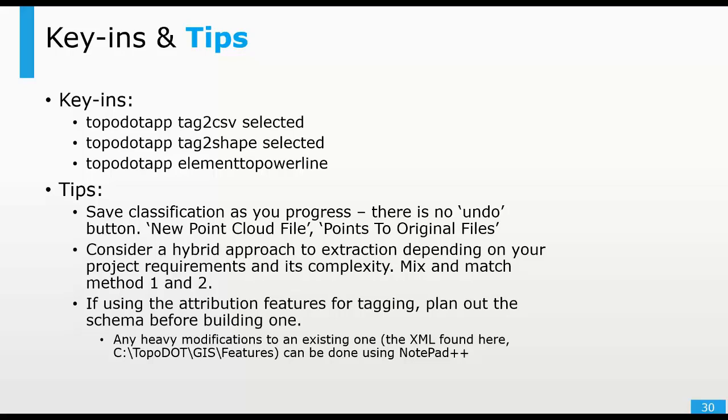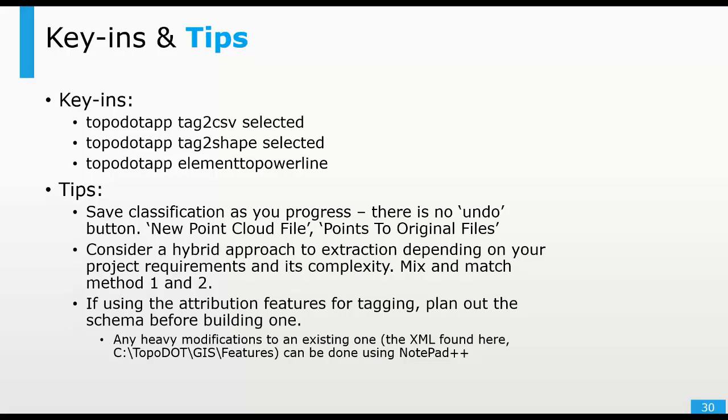Consider a hybrid approach too, depending on your project requirements and its complexity. Feel free to mix and match method 1 and 2. For example, you can extract the wires and attachment points with method 1, and then you can follow up with the utility pole tool to get all that information associated with the pole, the tilt, the height, and any other things that you want to pop into the attribution list.